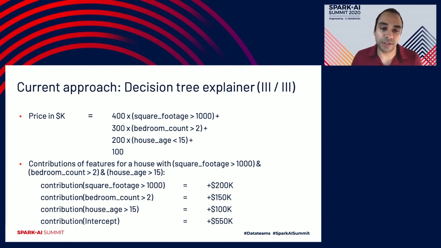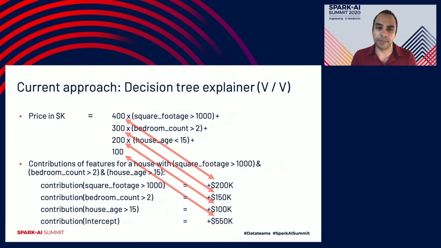So let's put all of this together. On the top, we have the original model that we wanted to emulate using the decision tree, and on the bottom, we see the contributions. There is a problem here. The contribution of square footage was supposed to be 400,000, but now we estimated it as 200. The same goes with bedroom count, house age, and intercept. It was supposed to be 100, but these numbers don't match.